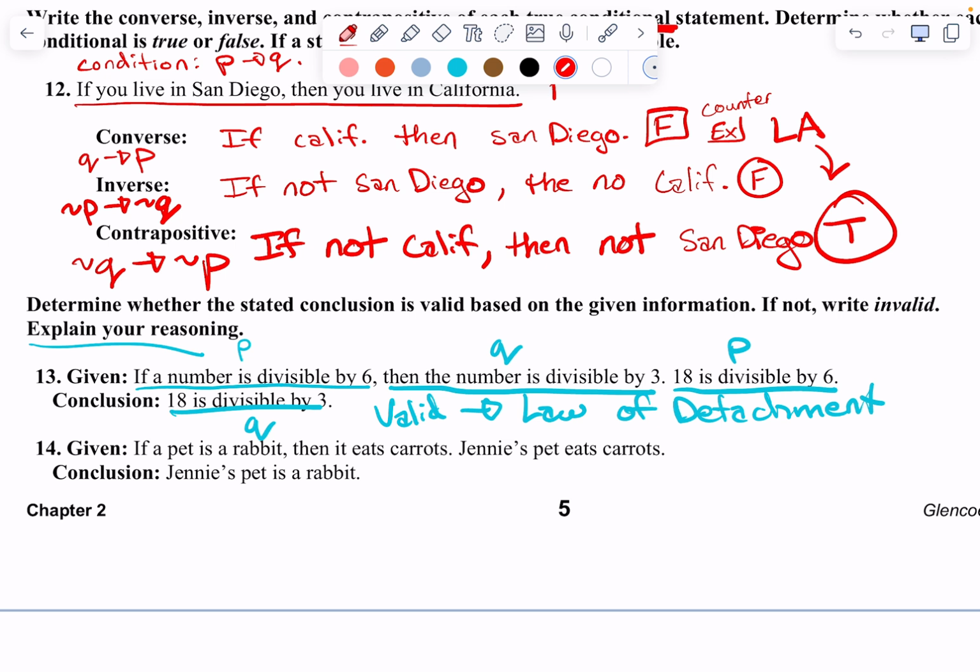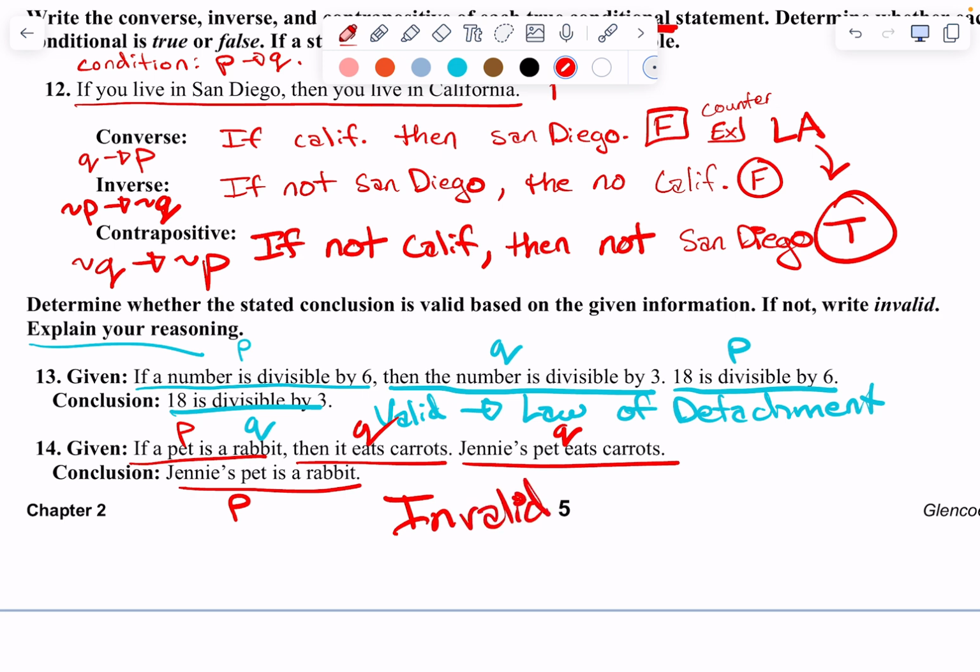14. If a pet is a rabbit, that sounds like P, then it eats a carrot, that sounds like Q. Jenny's pet eats carrots. That sounds like Q. Jenny's pet is a rabbit. Invalid. If PQ is true, does QP mean it's true? No. If her pet eats a carrot, it could be another animal that eats carrots, right? So invalid. It could be a turtle, because turtles eat carrots, maybe? It's not the law of syllogism. It's nothing, because it's got to go in that order. This was going PQ, QP. It doesn't work. Invalid.